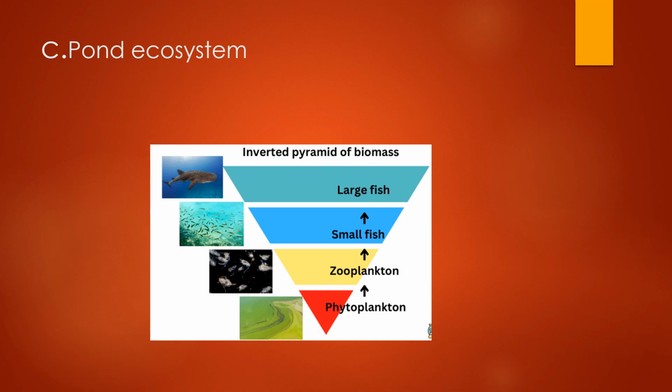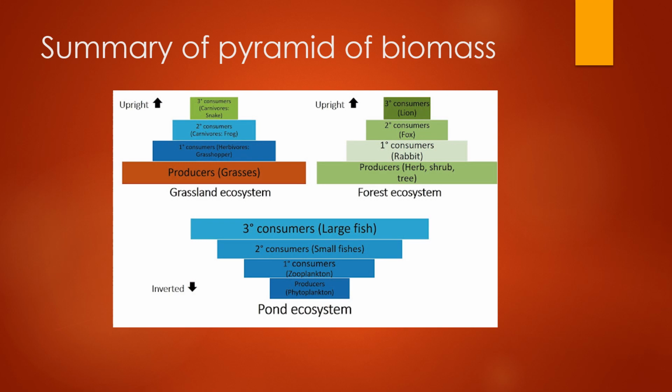Okay, so here we get the summary of pyramid of biomass. In case of grassland ecosystem, it is upright. In case of forest ecosystem, it is upright, but in case of pond ecosystem, it is inverted. So here we get two inverted types of pyramids: in pyramid of biomass, the pond ecosystem, and in pyramid of numbers, the parasitic ecosystem. And we get only one always upright pyramid, that is the pyramid of energy.